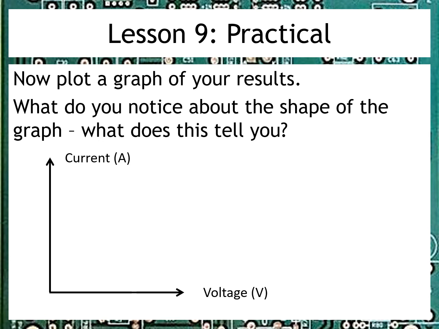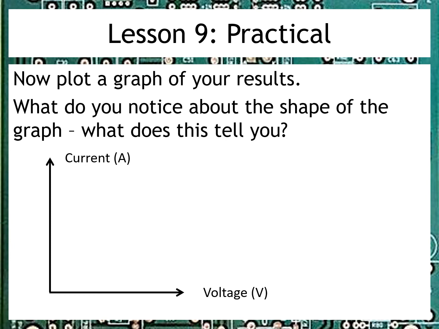At the end of this practical, we plotted a graph showing the current against the voltage as shown here. And it asks on the slide, what do we notice about the shape of the graph and what does this tell you? Hopefully you'll remember that if we get a straight line that goes through the origin, then the current is directly proportional to the voltage. That means if I double the current, I would double the voltage. If I halve the current, I halve the voltage and so on.